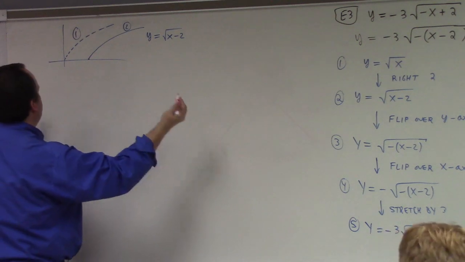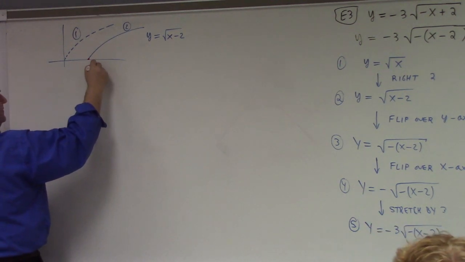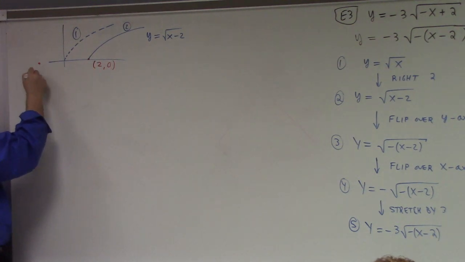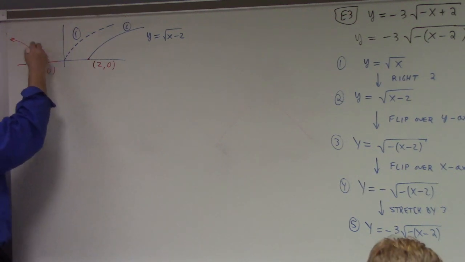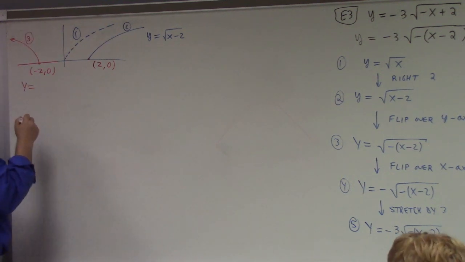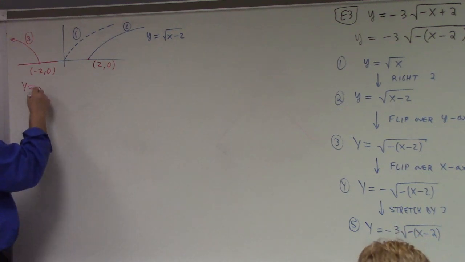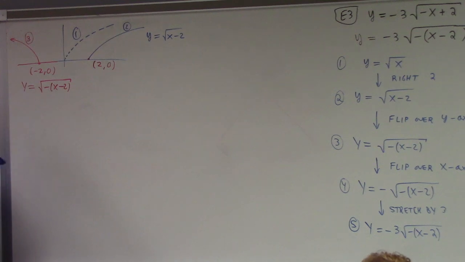So flipping over the y-axis does what? It takes this point right here, which was 2, 0, and it flips it over here to minus 2, 0. And like that. All right? So there's 3. That's y equals the square root of minus x minus 2. All right. What was my next move?